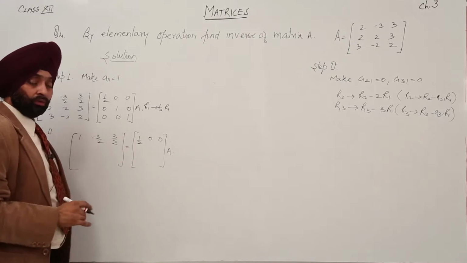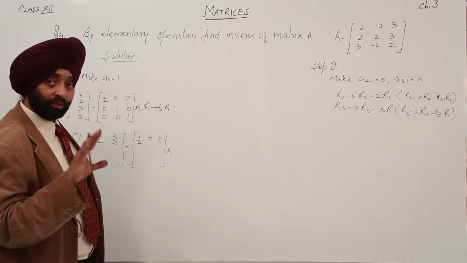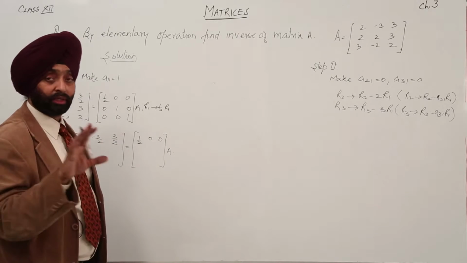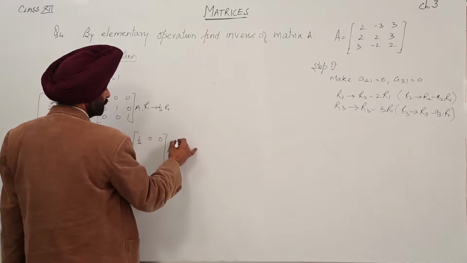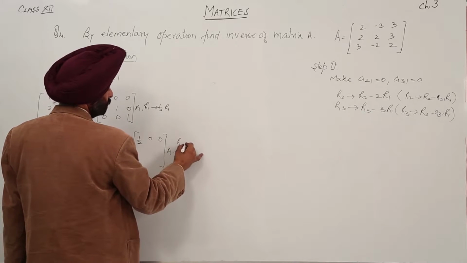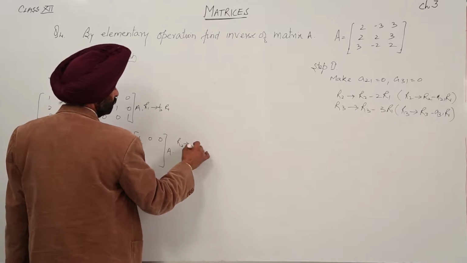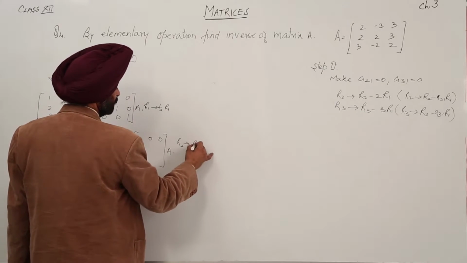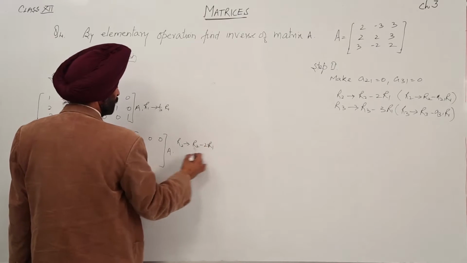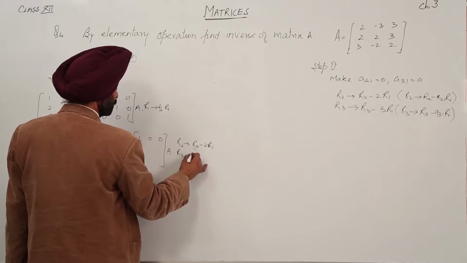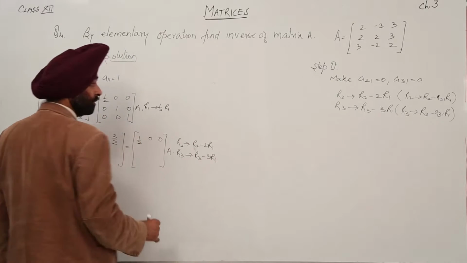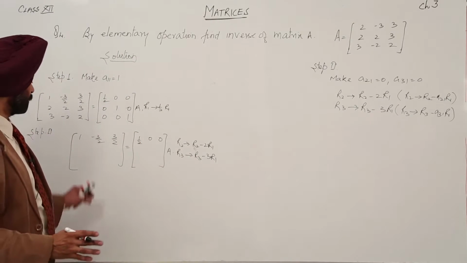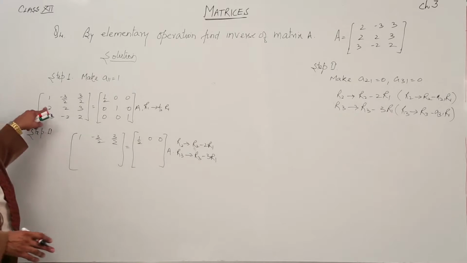Okay, now we have to change only for step 2. We have to calculate it. We have to simplify this top. Okay, so here I am writing both the steps: R2 approaches to R2 minus 2R1 and R3 approaches to R3 minus 3R1. Okay, so after calculating this part, now this becomes what?